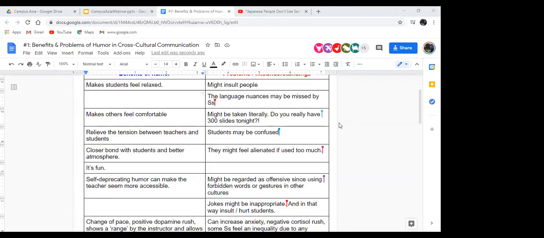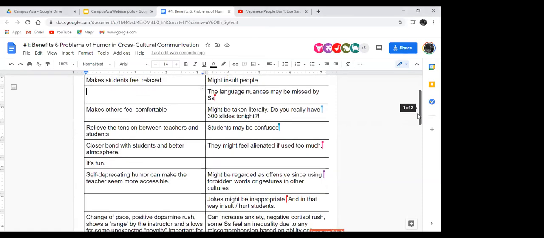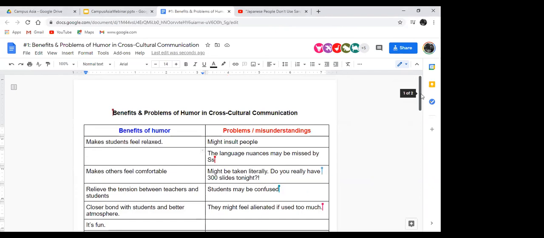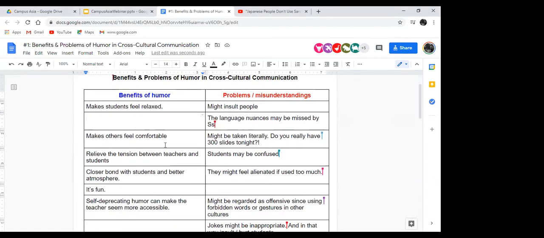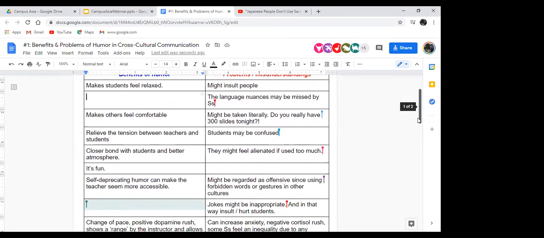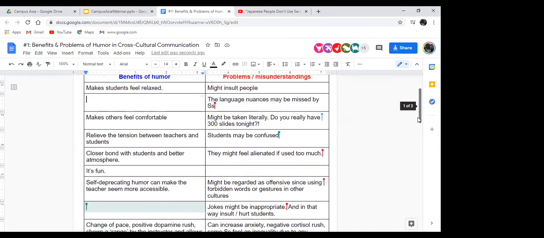Okay, thank you everyone. So you can see the full size on your own computer, but I'll also display it on the screen for people watching the recording later. Okay, let me focus more on the problems because all these benefits are very, very true. But tonight we want to think more about how to avoid these problems. So, "might insult people." Yeah, very good point.